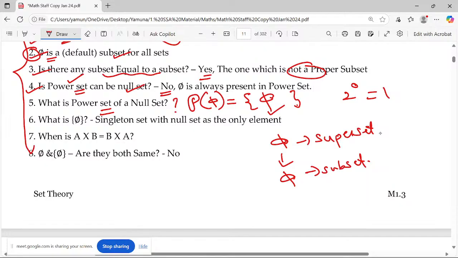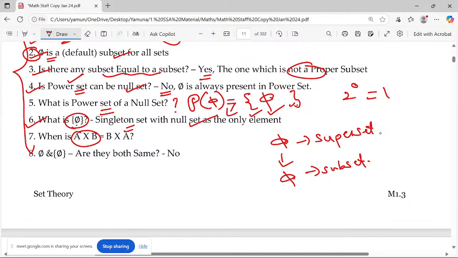Those who have not attended the regular lecture series on set theory, you have to focus on this area. Then what is this one? A singleton set with the null set as the only element. You can relate this one also.